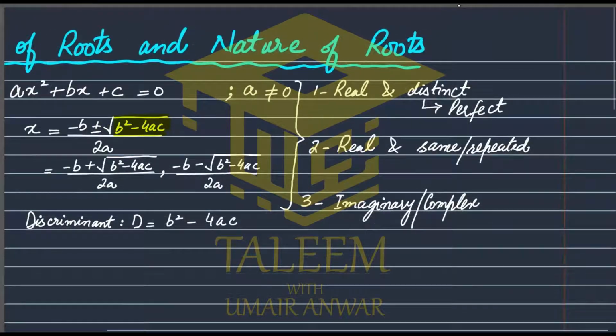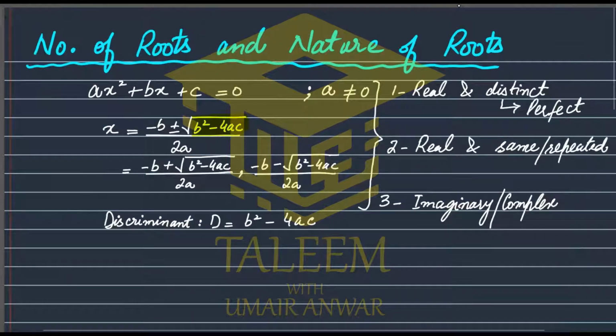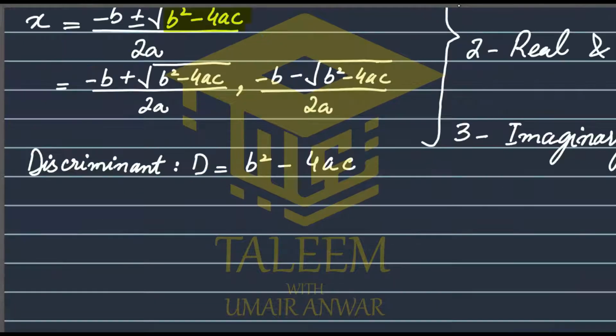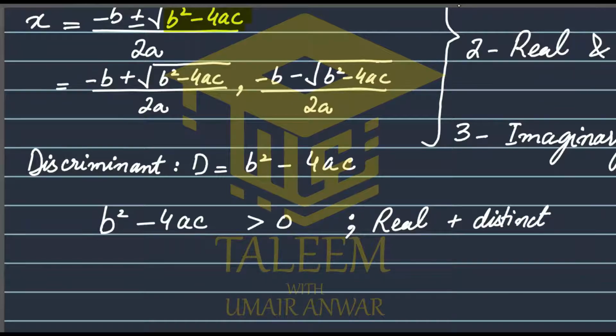So the nature of roots is dependent on the answer of this expression, which is the discriminant, and it is b square minus 4ac. Now if we get the answer of b square minus 4ac as a positive number, then the final roots are always going to be real numbers, and they would be distinct.